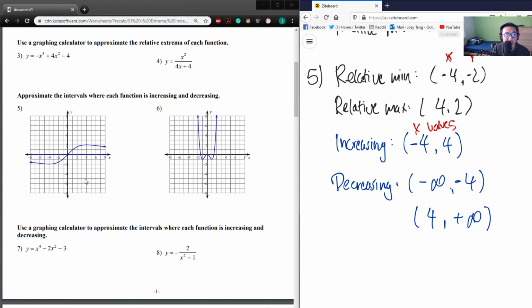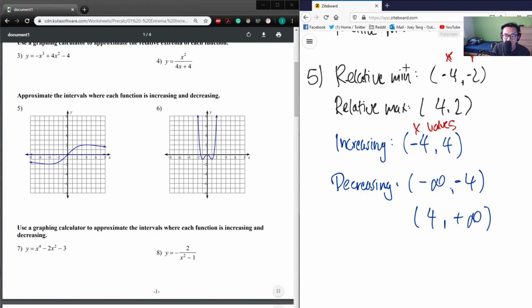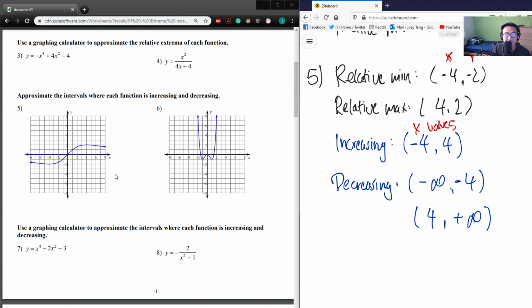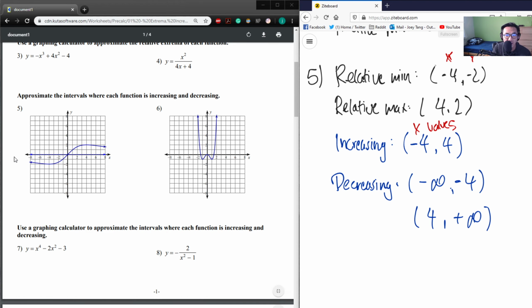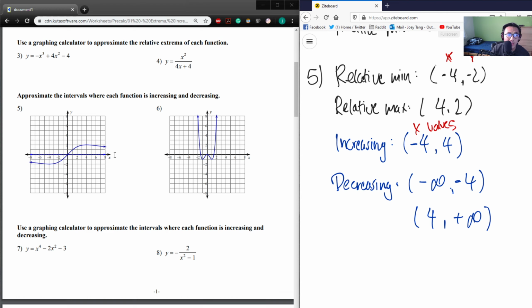If you connect the dots, what we have here is decreasing first, from negative infinity to -4. We get to a relative minimum at (-4, 2). It's then going to increase from -4 to 4, approach a relative maximum at the point (4, 2), and then decrease again from 4 to positive infinity. So these relative minimums and maximums can help us with our intervals of increasing and decreasing.